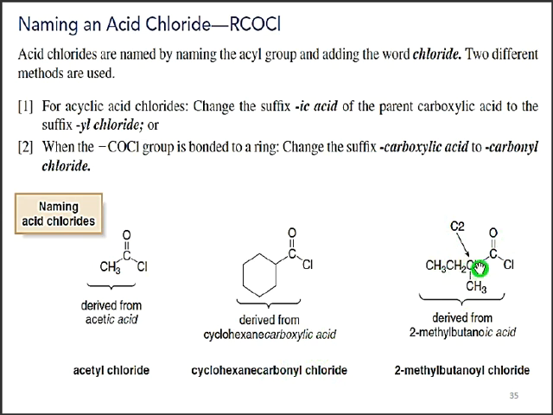And look at this compound. It is not a cyclic compound. There is no ring here. Acyclic. And if you have here OH, it will be what? 2-methylbutanoic acid. Now change the -ic acid to -yl chloride. It will be 2-methylbutanoyl chloride. 2-methylbutanoyl chloride.